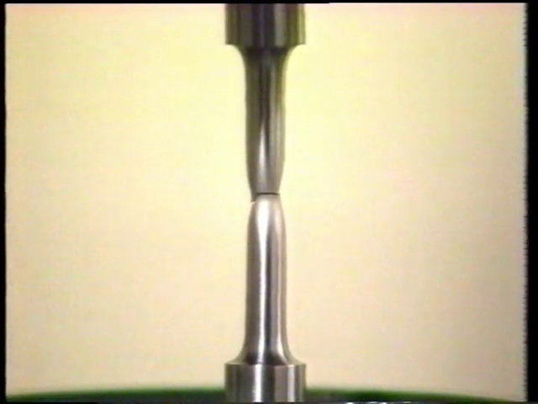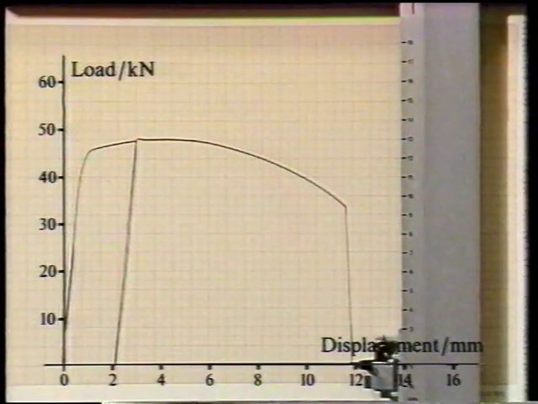The bang that you heard, by the way, was the sudden release of the stored elastic energy as the specimen fractured. Well, we've got a good force extension curve, but the test still hasn't finished because we haven't got any parameters that tell us about the ductility of the material. So the next stage is to take the broken specimen from the grips and measure the reduction in cross-sectional area and also the elongation.